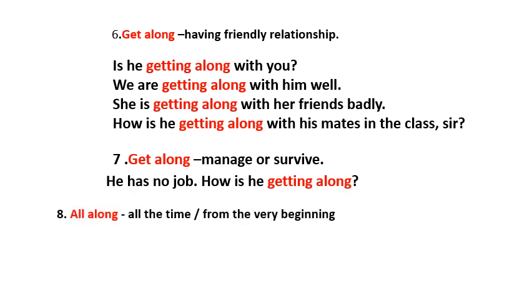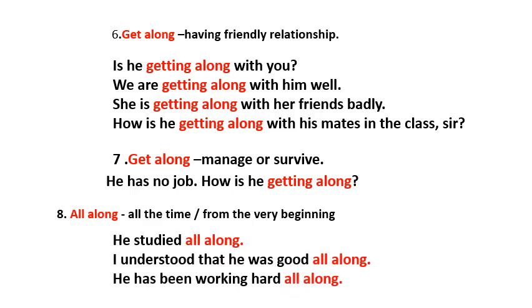Now, one more meaning. When we write along with the word all, it means all the time, from the very beginning. Look at the examples. He studied all along. That means he studied all the time. I understood that he was good all along. That means I understood from the very beginning that he was good. He has been working hard all along. That means from the very beginning he has been working hard.